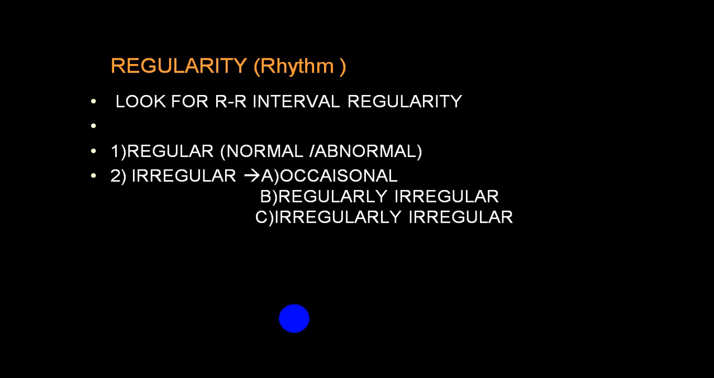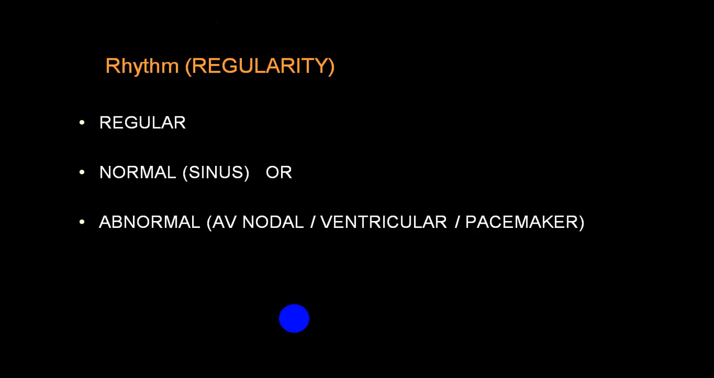But origin of pacemaker wise, it can be sinus, it can be atrial, it can be nodal, it can be ventricular, it can be pacemaker. And as far as irregular rhythm is concerned, it can be occasional irregularity, regularly irregular, and irregularly irregular. We'll be going through one by one. So now I'll be showing you some of the ECGs.